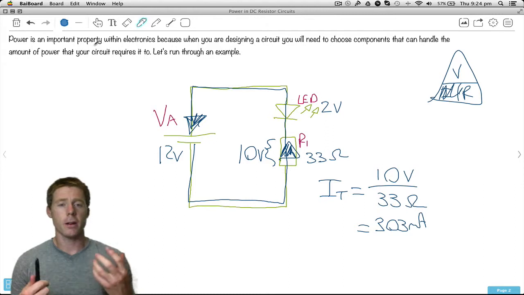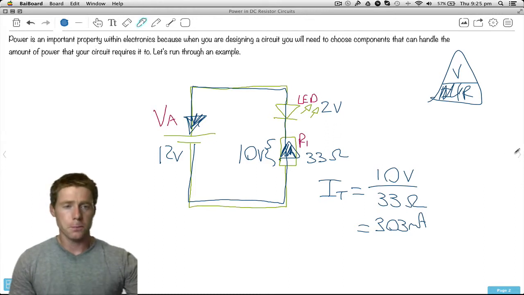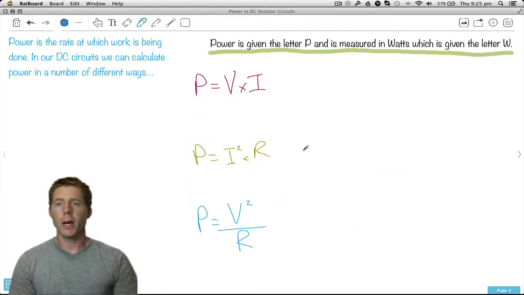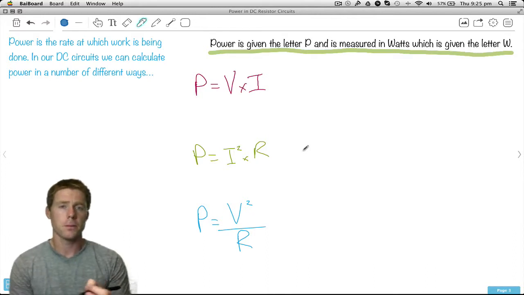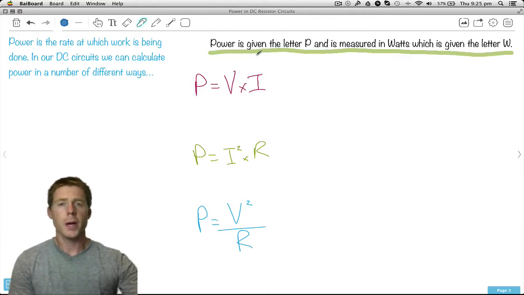So how do we get power? Well, have a look here. Power is the rate at which work is being done, and in our DC circuits we can calculate power in a number of ways, and here's 3 ways that we can calculate power. Up here as well, power is given the letter P and is measured in watts. Watts we just abbreviate to the letter W.